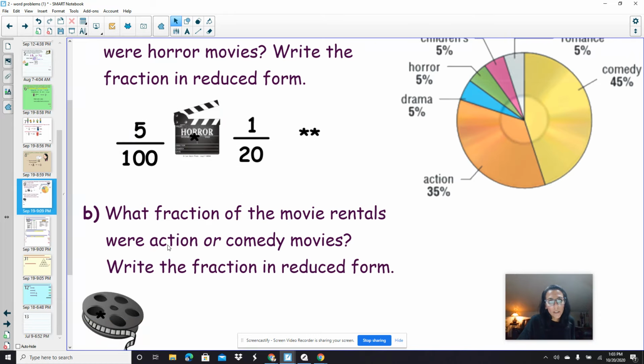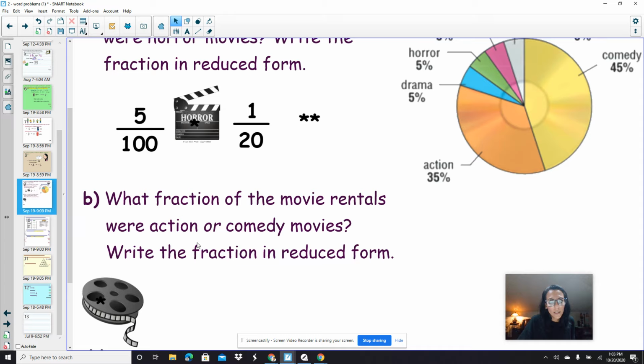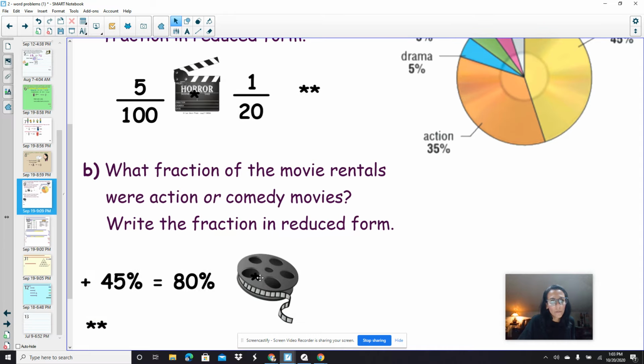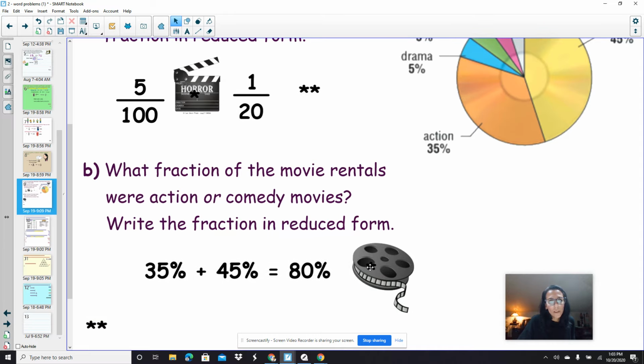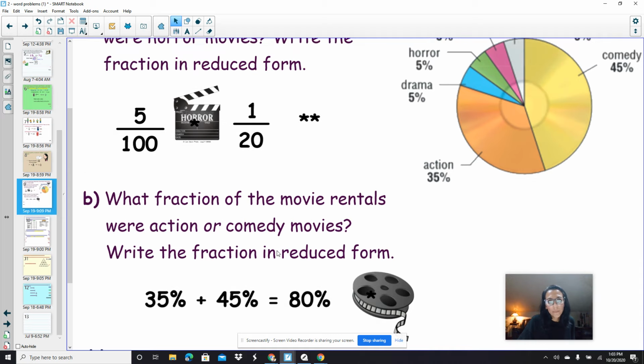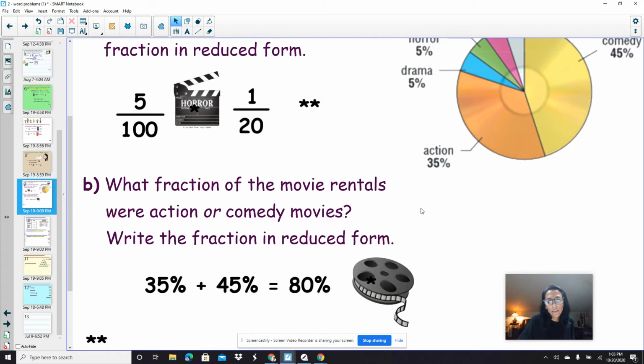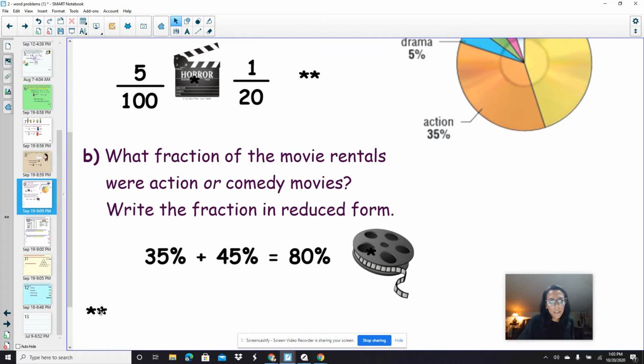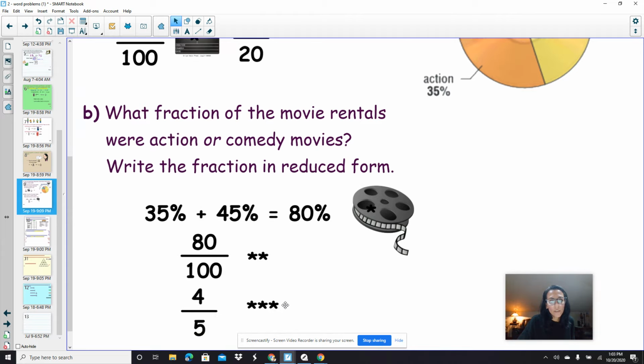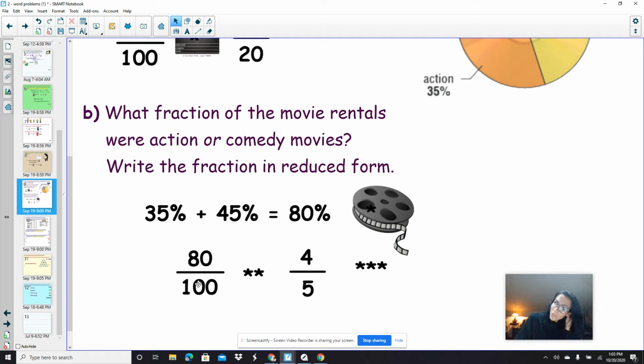What fraction of the movie rentals were action or comedy? Write the fraction in reduced form. Okay, so we have 35% for action. Comedy is going to be 45%. Okay, so together that's about 80%. And so 80 out of 100 reduces to about 4/5 were action or comedy. Now that sounds about right. Love myself some comedy.